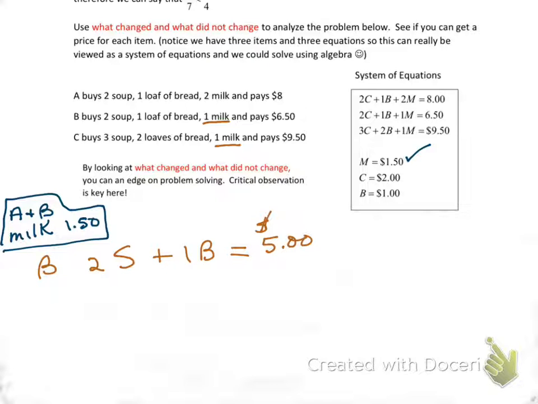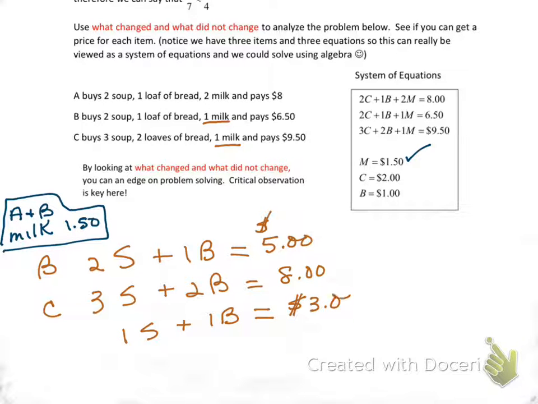Okay, so then looking at the next one. C is going to have 3 soups plus 2 breads, and that's going to be $1.50 less than what he paid, so that's going to be $8. All right, so let's see what's different between these two. So it looks like I could subtract away 1 bread and 2 soups from C's order. When I did that, I was left with 1 soup plus 1 bread, and that's going to equal $3. The textbook also explains this, but hopefully this is helping. Okay, so now that doesn't give me an answer yet, but it certainly does give me someplace else to go.